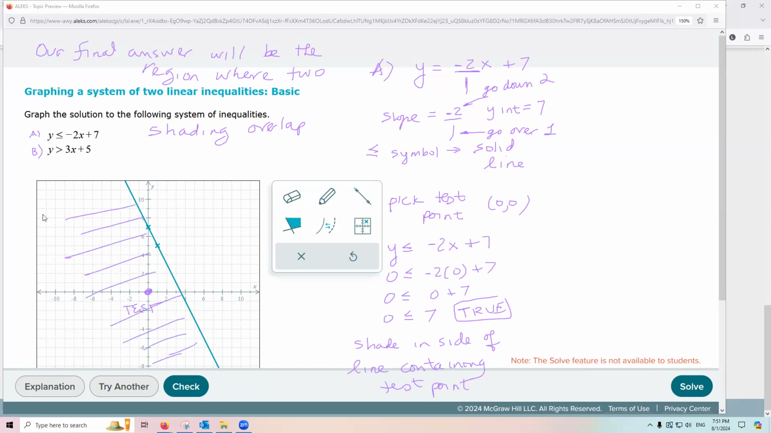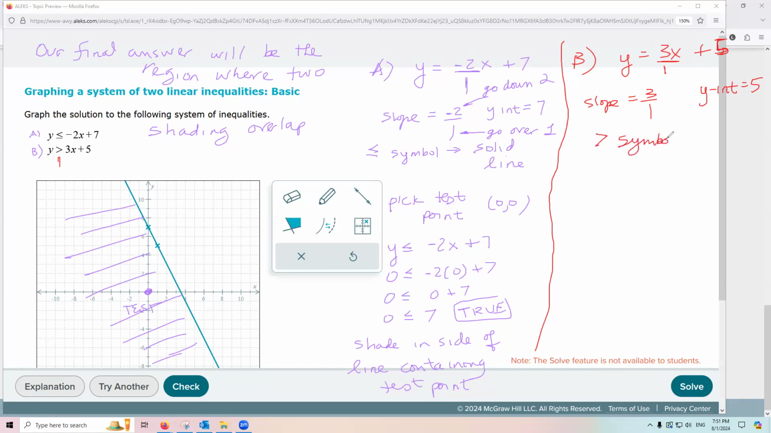All right, let's go and do the same for inequality B. Well, the equation would be y equals 3x plus 5. I'm going to make 3 over 1. So the slope is 3 over 1. The y-intercept is 5. There's a 5 up here. All right, I'm noticing the symbol here is a greater than symbol. Greater than symbol means use a dash line on this one.